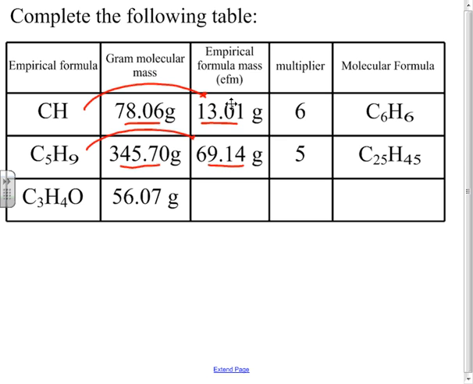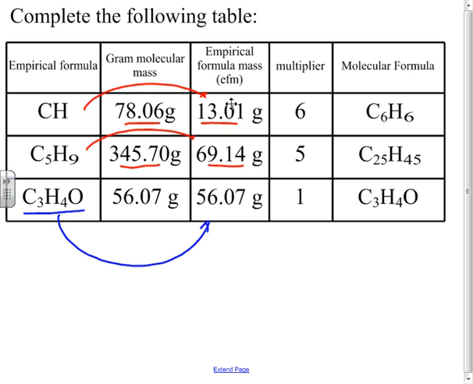Last one, the empirical formula is C3H4O. The actual mass of the compound is 56.07. We determine the empirical formula mass by adding all the elements of the empirical formula together. Turns out that is also 56.07, so our multiplier is 1. In other words, the empirical formula and the molecular formula are the same thing.